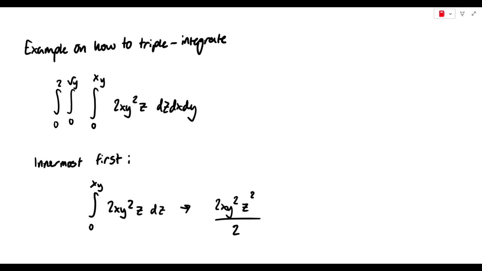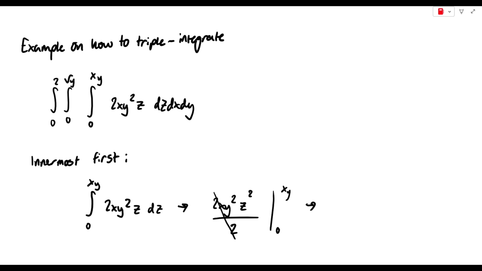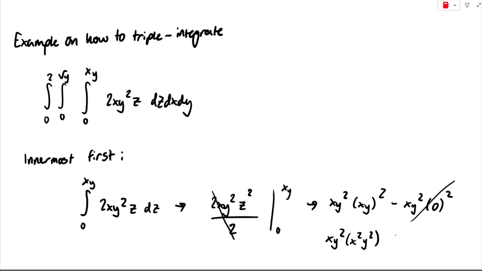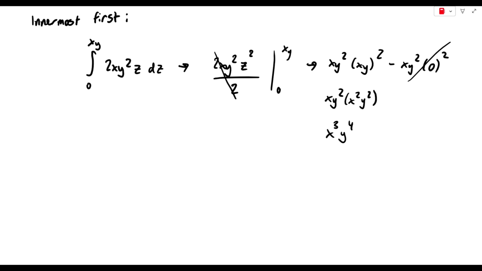Integrating with respect to z, we get 2xy squared times z squared over 2, and we cancel out the 2 on the top and the 2 on the bottom. Now we evaluate it based on the limits from 0 to xy. We get x times y squared times xy squared, which is x times y squared times x squared times y squared, which then finally becomes x to the third power times y to the fourth power.